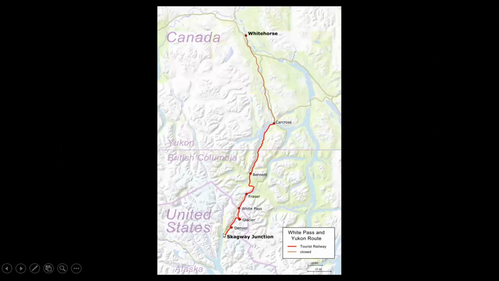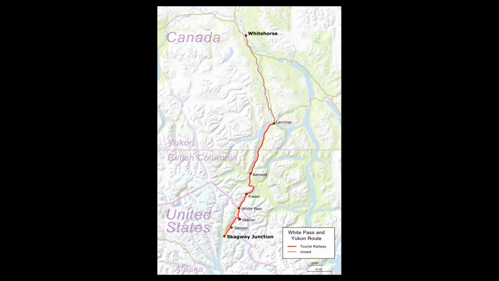This is Skagway. And the original route the prospectors would take would go from Skagway all the way up to Whitehorse in the Yukon. So they go up over the White Pass, about 3,000 feet above sea level, and then they would go along Bennett Lake, which is a big, long, narrow lake here, Carcross, and then up to Whitehorse.